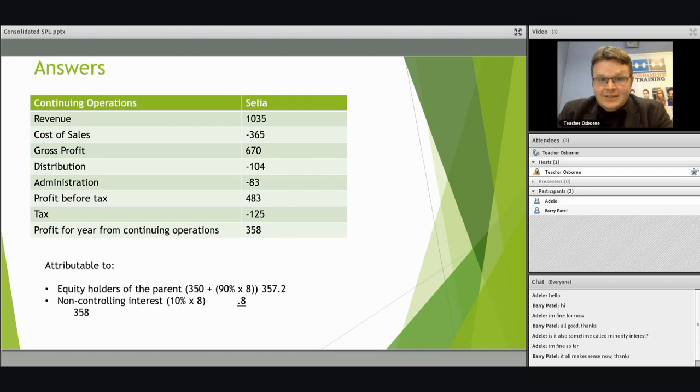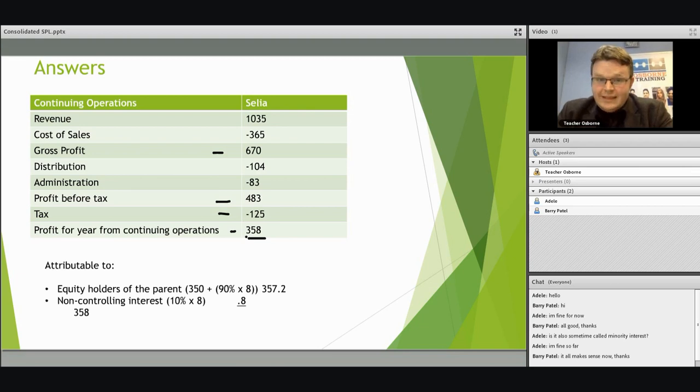So I've actually done this. If we look at that, we've added all these amounts together, right? So our revenue is 1,035, we've got a cost of sales, we've got a gross profit, right? Distribution, admin, profit before tax, and tax, just add together. And this gives us our profit per year from continuing operations of 358 for the parent and the subsidiary together.